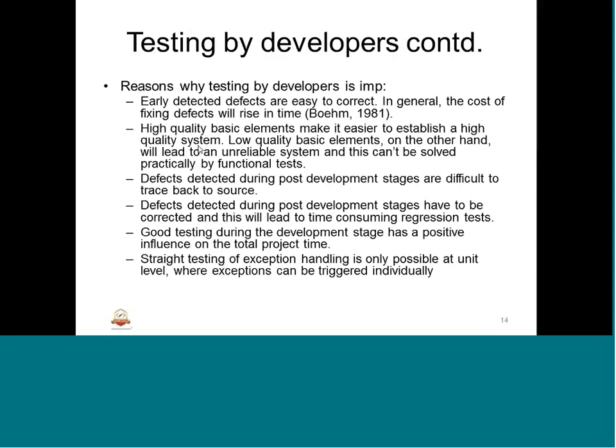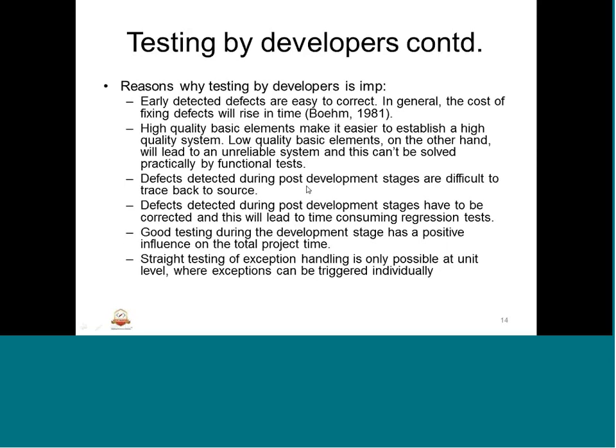That means the basic elements you put in right in the beginning, the whole product will come out good. Low quality basic elements, on the other hand, will lead to an unreliable system, and this can't be solved practically by functional tests. It means you would have crept some small quality issues into different elements in the beginning. In the end, it's very difficult to detect some of the bugs that got introduced because of the low quality during the development.